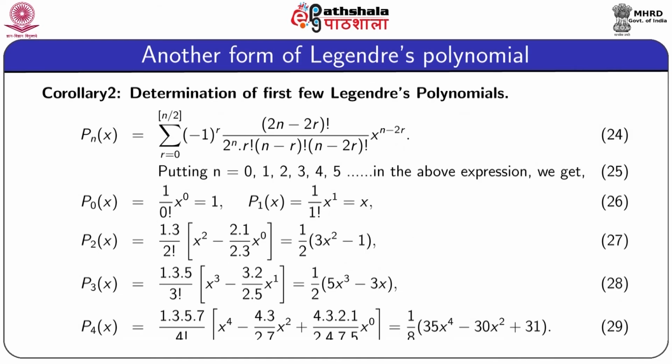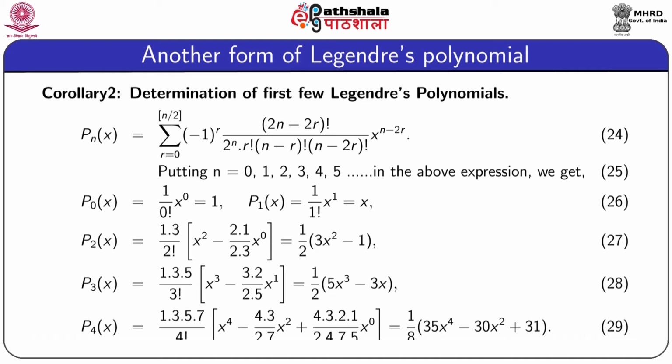We now determine a few Legendre's polynomials, which we already have done before, but now with this new alternative form given in equation 27. Please note, if we put n equal to 0, then r goes from 0 to n/2, which actually becomes 0. So, the value of n and the value of r are both 0, which we put in the expression 27. If you do that, you will be getting P_0(x) equal to 1 by 0! x^0, which is 1.